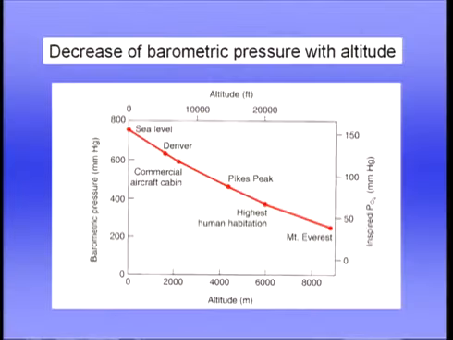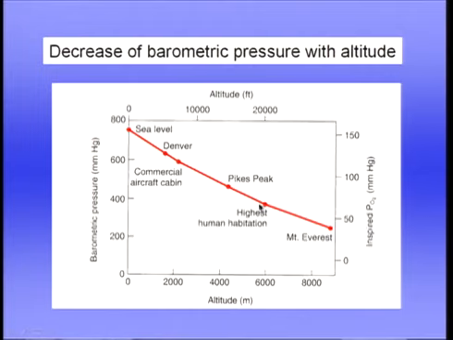Now, of course, the important thing about high altitude is that the barometric pressure decreases with altitude, and here's a plot showing the decrease in barometric pressure, 760 at sea level, and as we go to increasing altitudes, the barometric pressure falls. Here's Denver, the mile-high city. Here's Pikes Peak, the site of a very important physiological expedition 100 years ago, by the way.